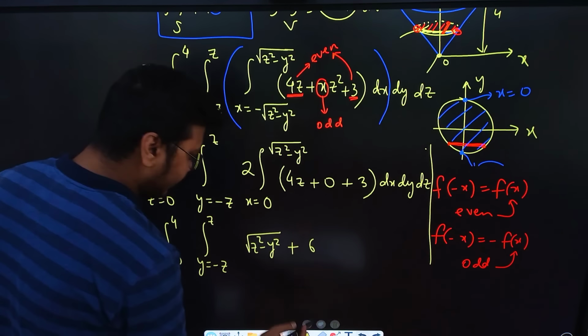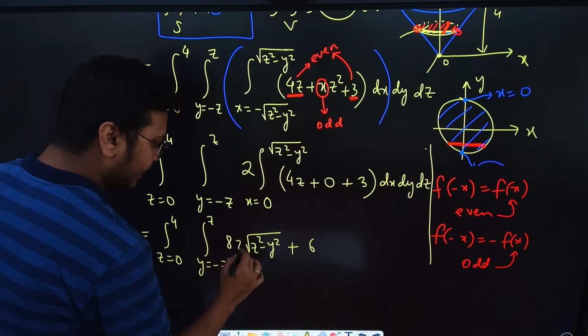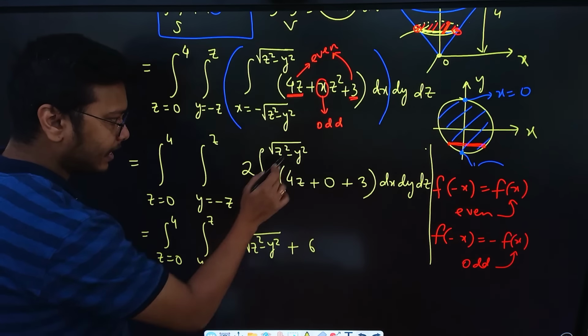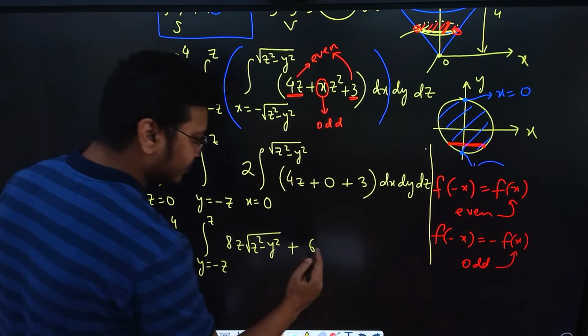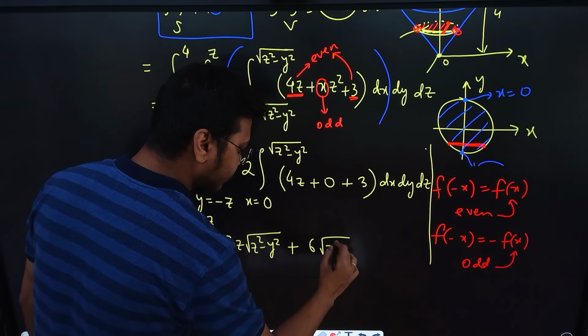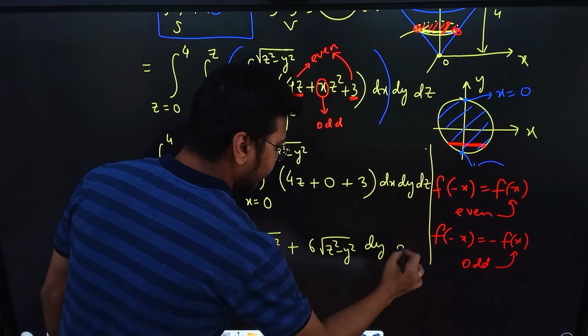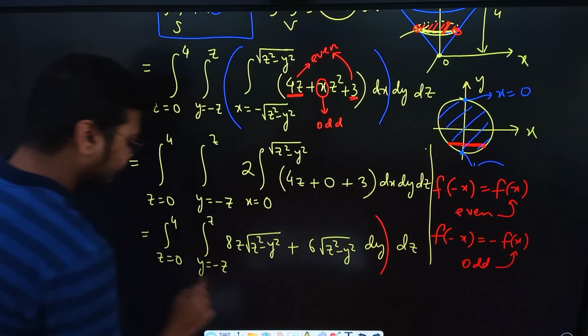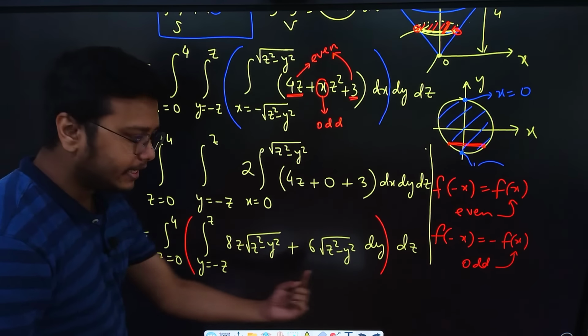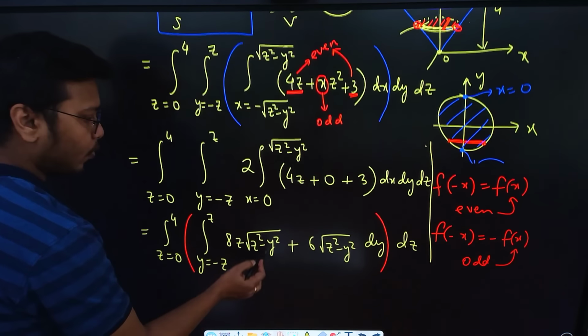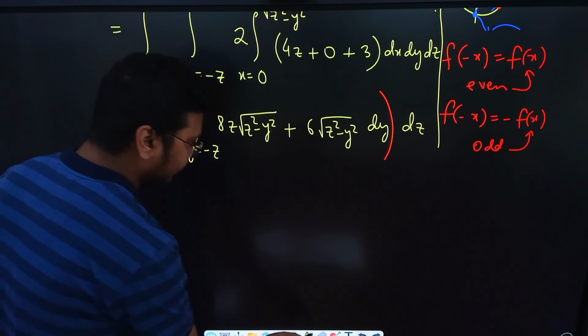There's going to be a z, 8z, the z is already there, and then the upper limit, so 6 into the upper limit, square root of z square minus y square, dy and dz. Okay, so now we are going to do the integration with respect to y. So the first integration is done.